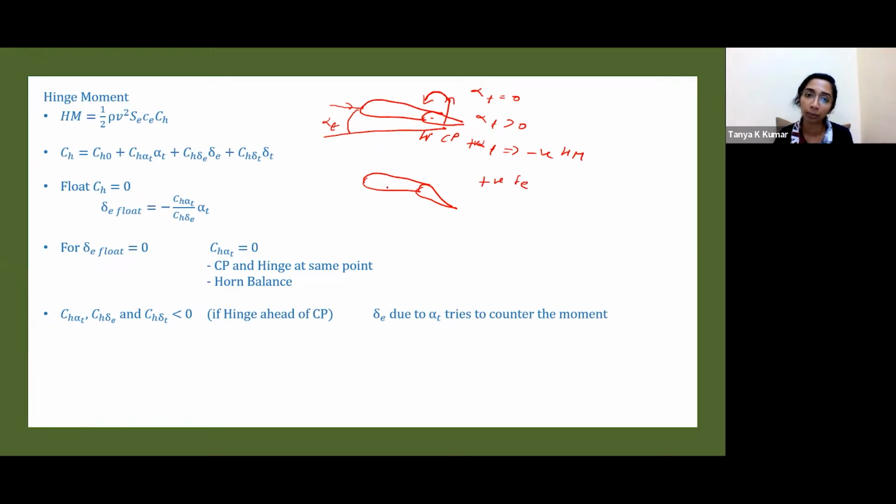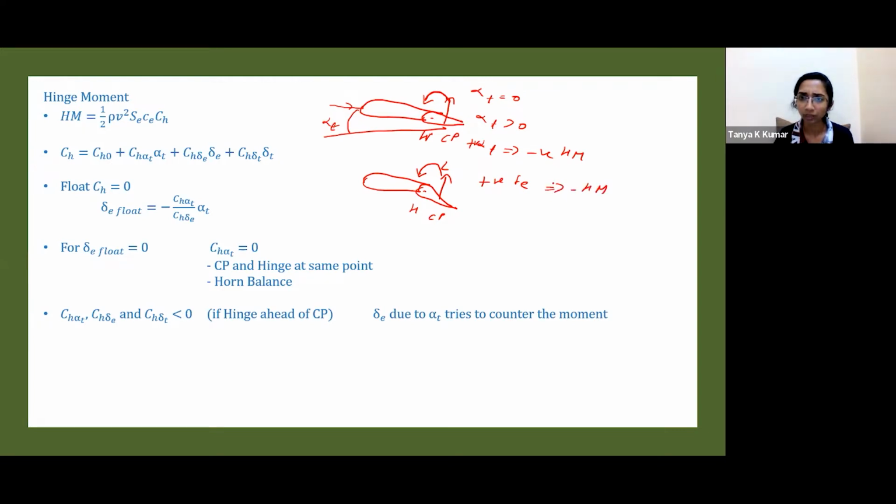Again, what happens? You have a positively cambered airfoil. Effectively, it produces a lift even at 0 angle of attack. You have a lift, and this again produces a pitch down, that is a negative moment at the hinge. This is acting at the center of pressure, and this is your hinge. It produces a negative, nose down moment at the hinge. So positive delta E gives you a negative hinge moment.